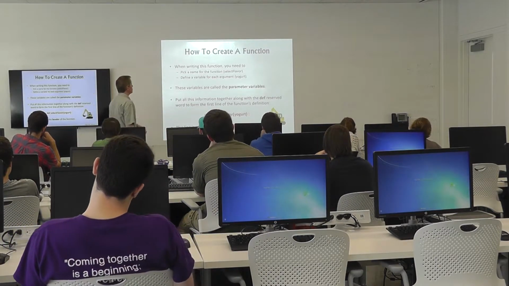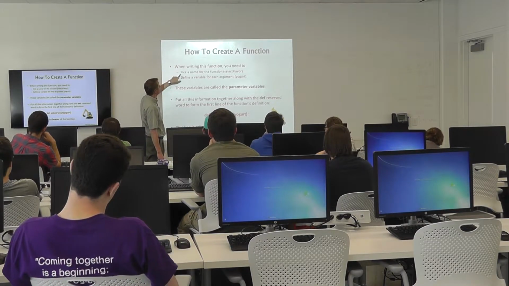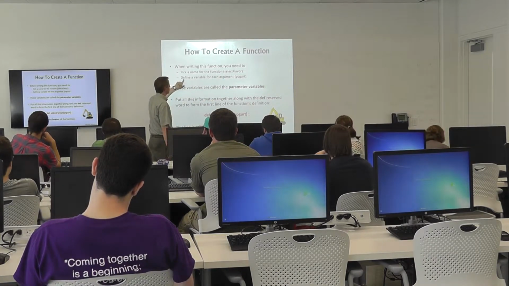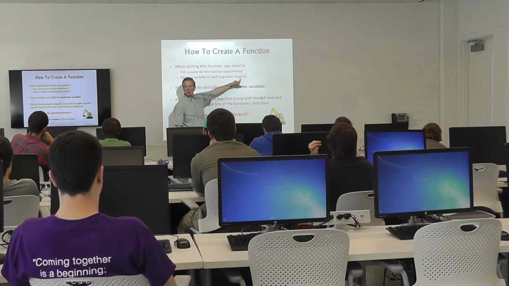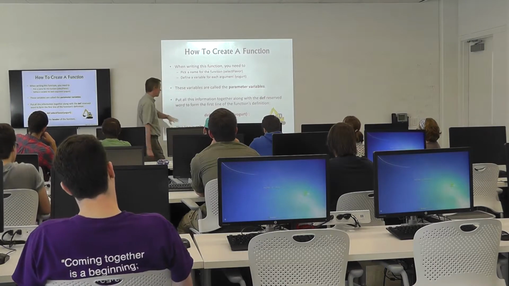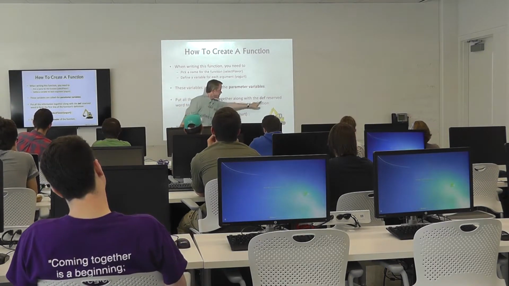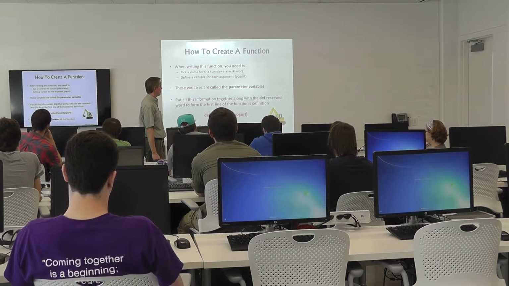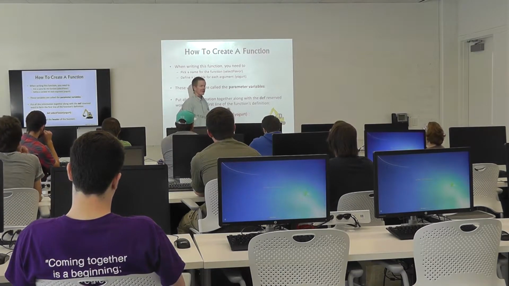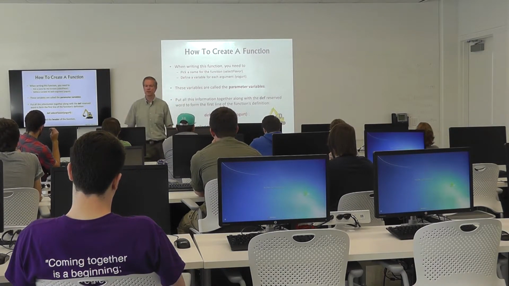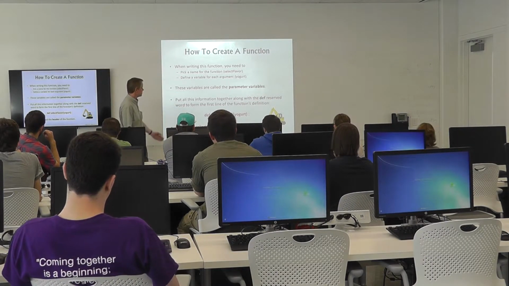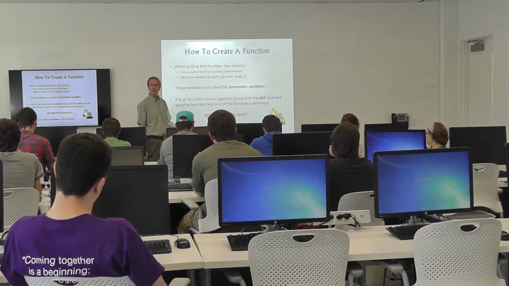Okay? How to create a function? When writing a function, you need to pick a name for the function. We're going to call it select flavor. You have to define a variable for each argument. In this case, our argument will be yogurt. These variables are called the parameter variables. Put all this information together along with the magic word def, and we form the first line of the function's definition. Def, select flavor, yogurt, colon. That's it. First line of the function. It says, hey, everything that comes after this is going to be part of this select flavor function. This line is called the header of the function.